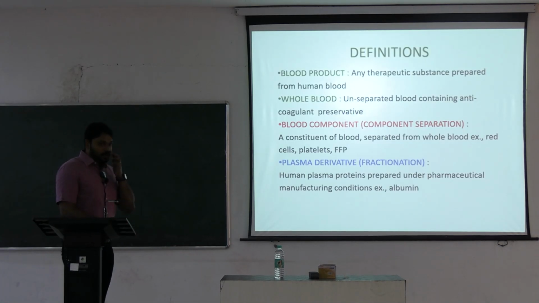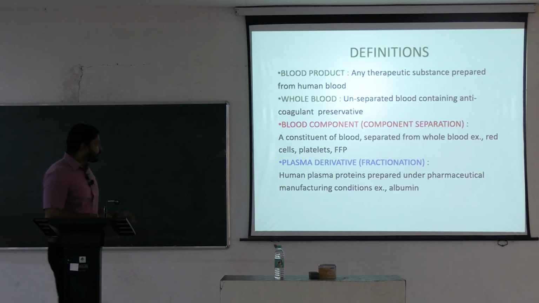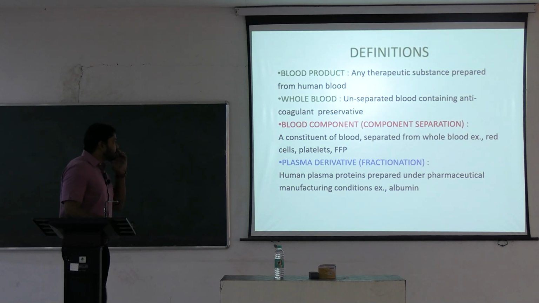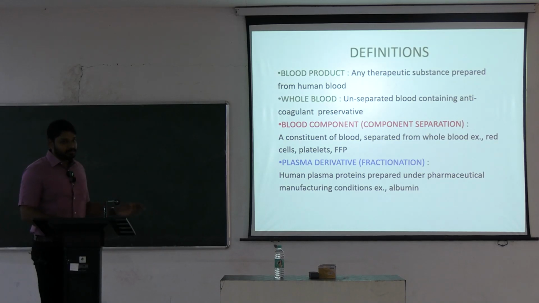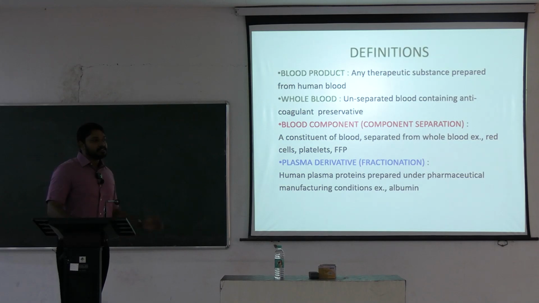You should know what is whole blood. Any blood that you take after blood donation, if you are using a cryopreservative, we call it whole blood. Blood components are the components which are separated from the whole blood. For example, from the whole blood you get packed red blood cells, plasma, fresh frozen plasma, or platelets or cryoprecipitate. Those are called blood components. Plasma derivatives are substances which are manufactured pharmaceutically, for example, albumin.